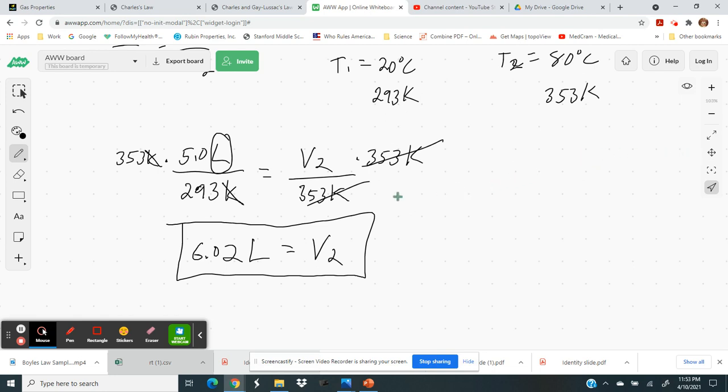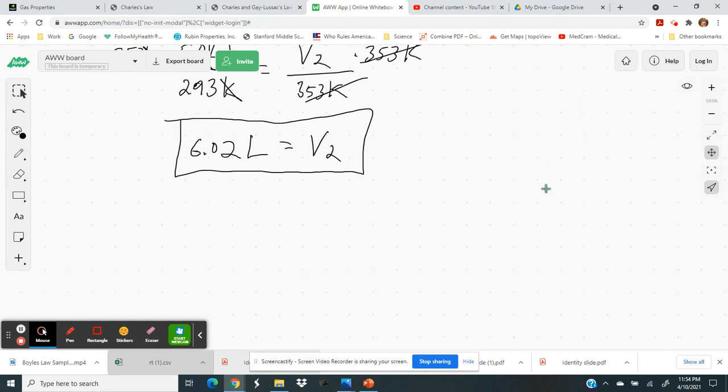Remember, if we had used 20 and 80 here, our answer would have been 20 liters and would have been wrong. So you can't use Celsius. You can use Celsius, but it will give you the wrong answer.